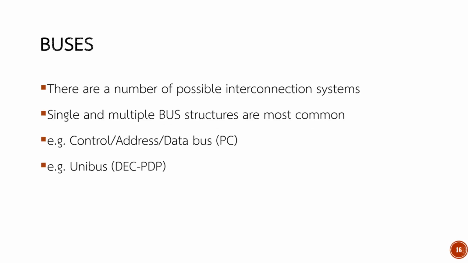A bus is a pathway for connection within a system, between different devices. There are a number of possible interconnection systems. Single and multiple bus structures are the most common. The multiple bus, for example, control, address, and data buses in a personal computer or PC. The single bus, for example, the Unibus in DEC PDP computers.